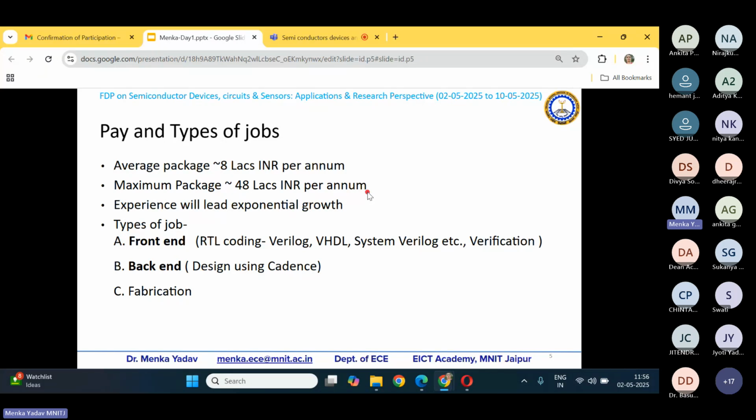There are 3 types of jobs in the market: front end design, back end design, and fabrication. Front-end design includes RTL coding, which is based on Verilog, VHDL, SystemVerilog, verification, etc. Testing is also one of the parts of the same. And then there is backend design, designing using Cadence, layout design, and placement, routing, floor planning. All these things are the backend design.